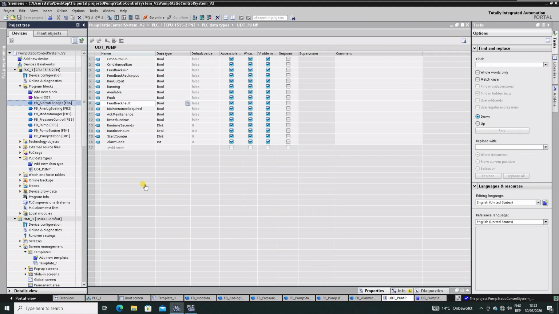In the previous sessions, we prepared the basic structure of our project. We created the required function blocks, designed the Pump UDT, and prepared the global data block with all the important variables that we will use throughout the complete pump station control system project. At this stage, the block structure is ready, but the SCL logic has not been written yet. We have only created the foundation, and in the next steps, we will start programming the logic inside each function block. In this session, we are going to work on the Mode Manager function block.